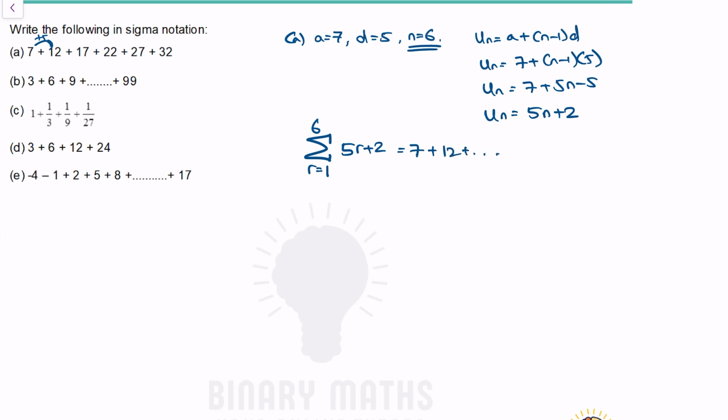All the way up to 5 times 6 plus 2, which is 32. So that does work. So it's correct. Okay. So the final answer is this one as an expression. Okay, B. Let's look at the next one.